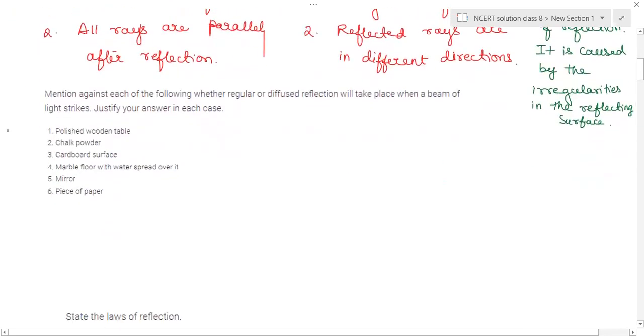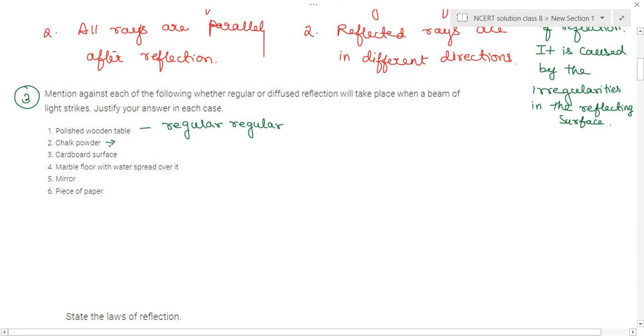Okay. Question 3. Question 3 says, mention against each of the following whether regular or diffuse reflection will take place when a beam of light strikes. Justify your answer in each case. So let's do this as well. Polished wooden table. Now this will have a regular reflection. Now why regular? Because it's polished. Now chalk powder.